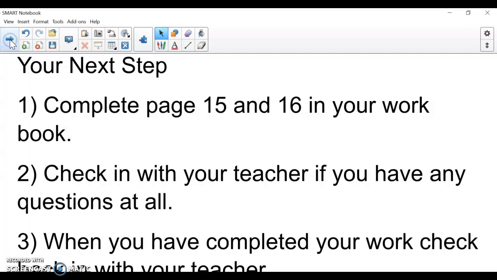Okay, your next steps now, finish page 15 and 16. Any questions at all, talk to your teacher. When you're done, check in with your teacher. They're going to have another job for you after that. All right, good luck. Work hard.